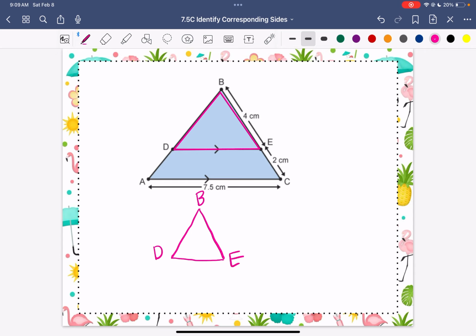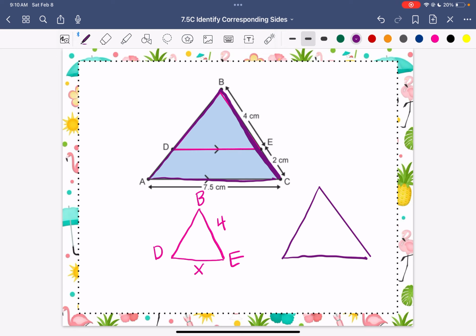Now, for the bottom of triangle DBE, I don't have a value, so I'm going to put X. On the right side, it is 4. Now I'm going to go to the large triangle, and I'm going to trace it using a different color. All I'm doing is separating them so I can see it and not make any mistakes.